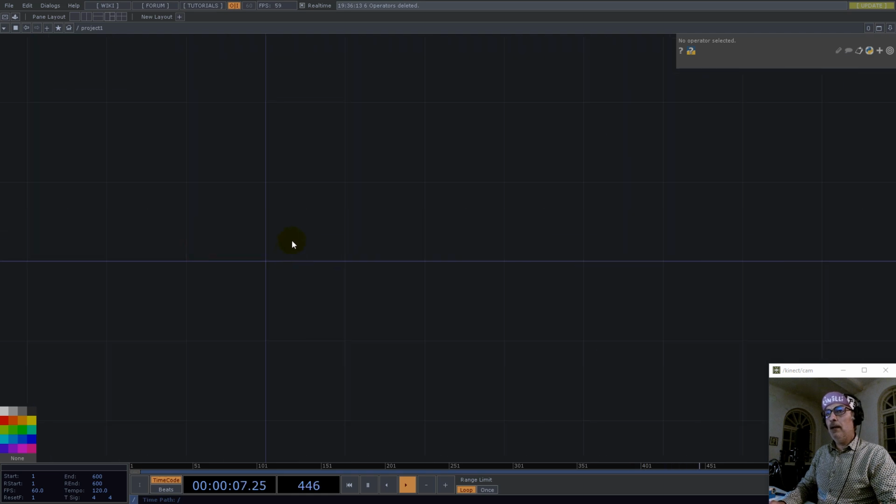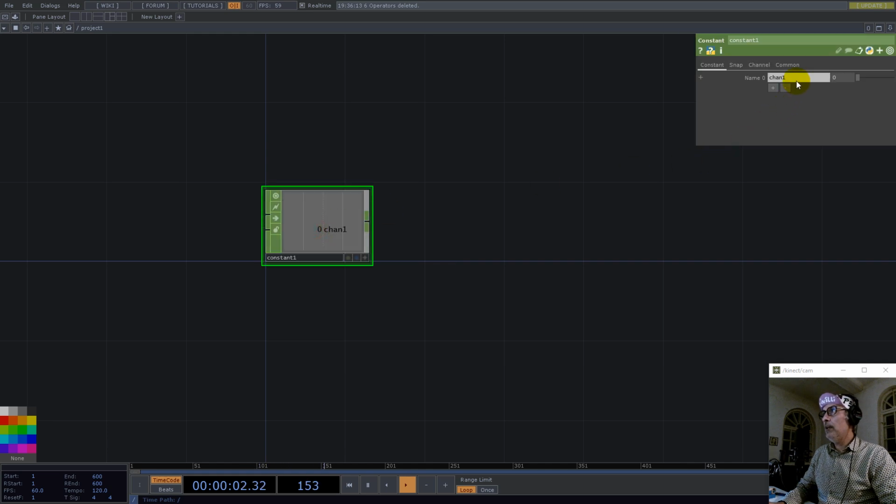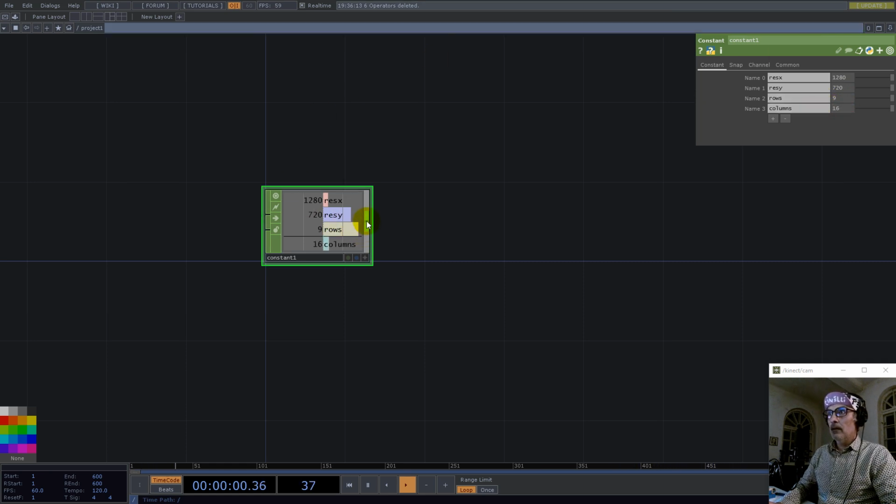So we need a constant CHOP, and here we go with res x, res y, rows and columns. Okay, let's see, 1280, 720, and let's go with 9 by 16 for now, and have a null here.